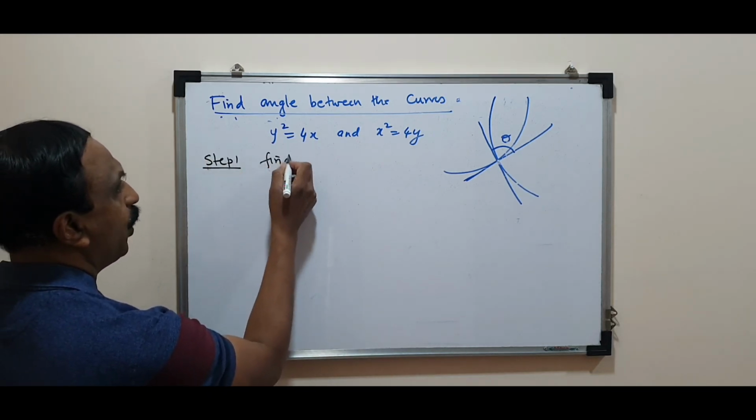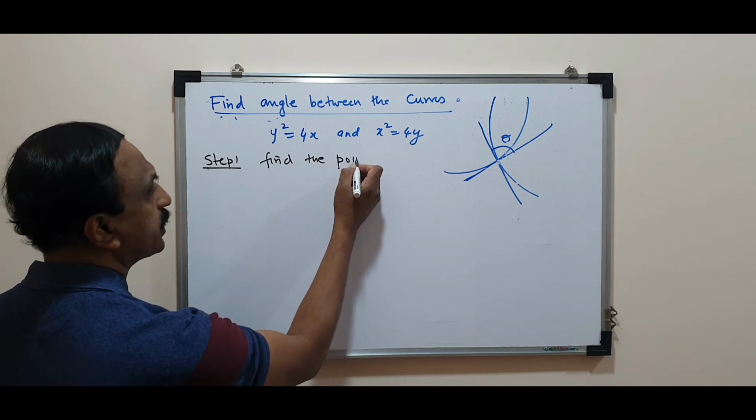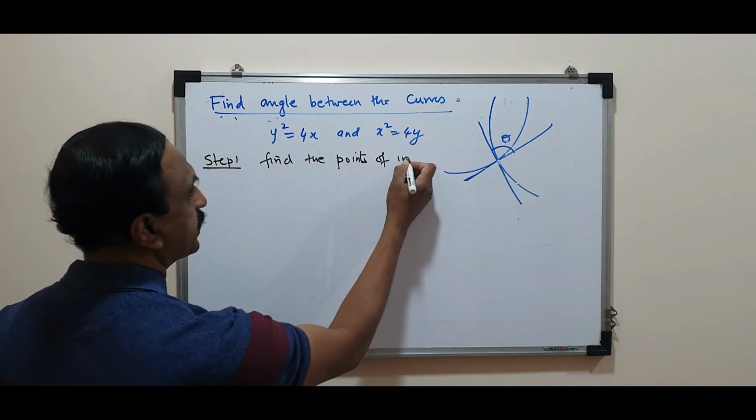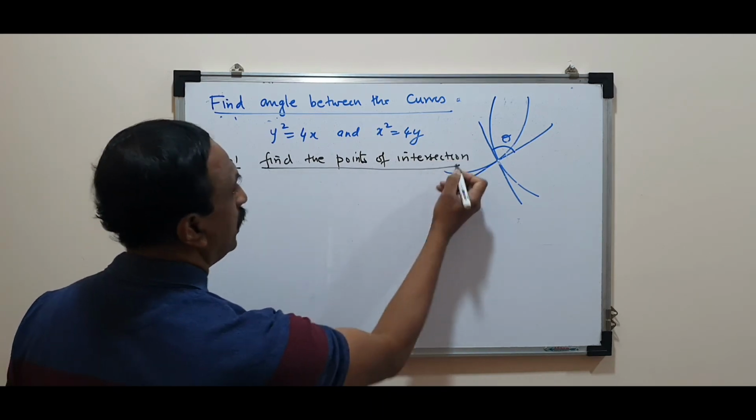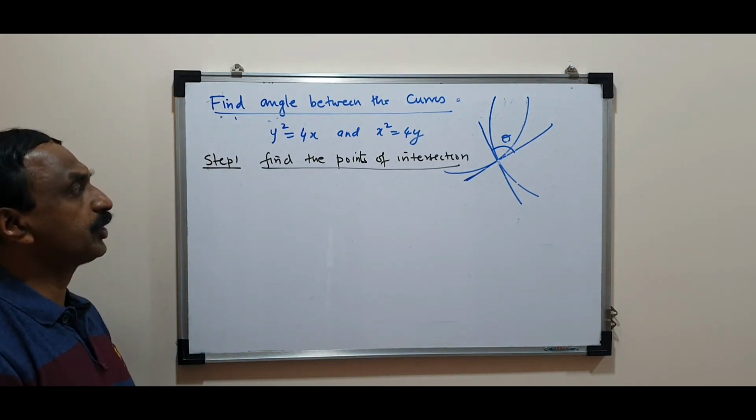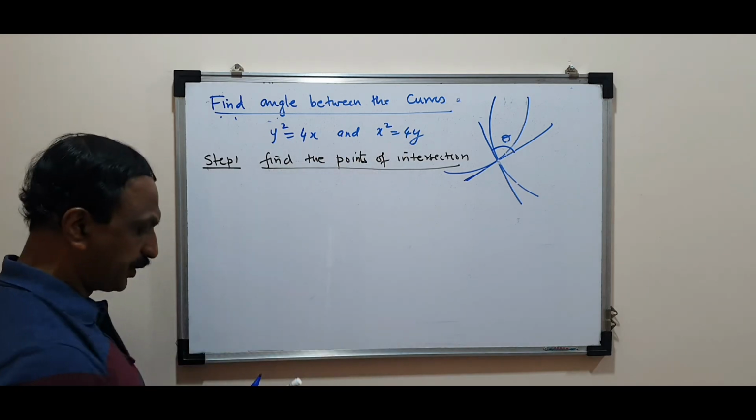Find the points of intersection. Point or points of intersection. That will be my first step. Now to calculate the point of intersection, what should I do? I need to solve both the equations.